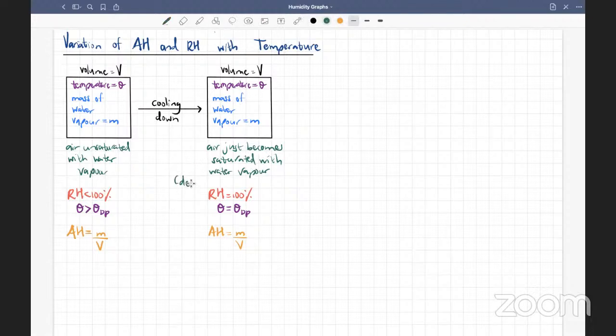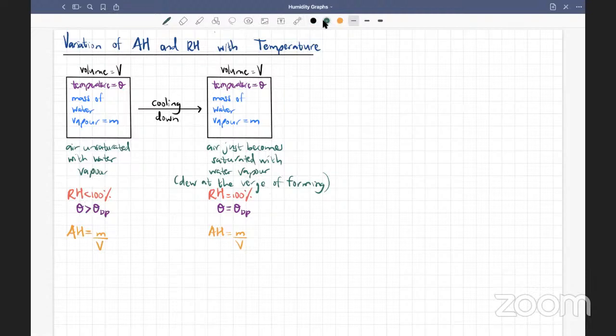and you can say dew is at the verge of forming. It hasn't formed yet. Therefore, the mass of water vapor in the system is not going to change. It's going to remain constant. And that's the point where RH becomes 100, and the temperature of the system becomes equal to dew point. And the absolute humidity, what is the equation for absolute humidity? That is mass of water vapor over volume. It will still remain constant, but RH is increasing. It was a value less than 100. Now it has increased up to 100.